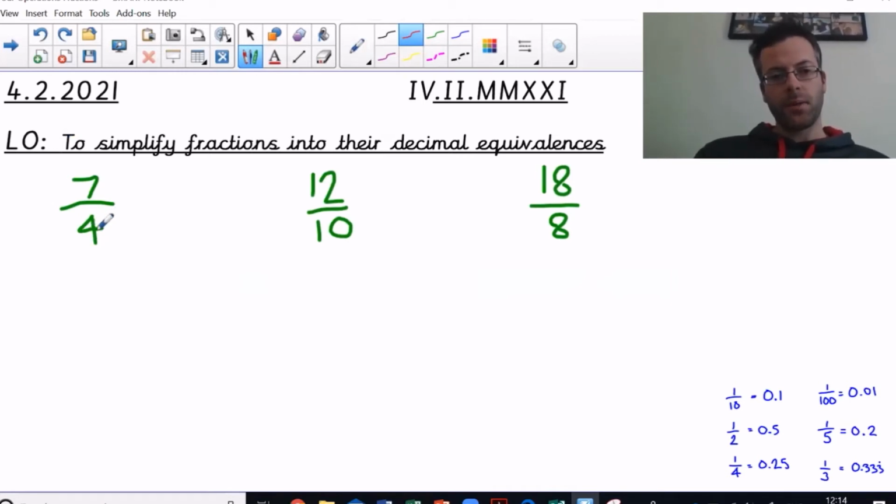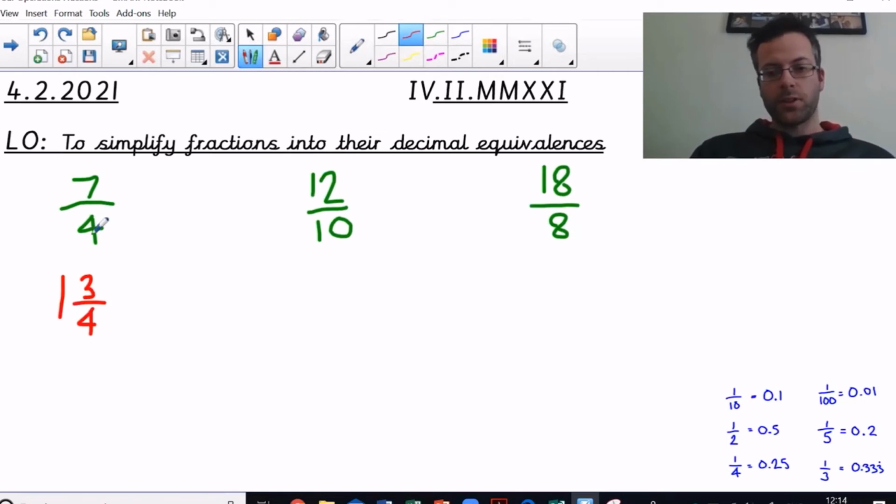So in this first one, how many quarters are there in a whole? Well, it's 4, so I've got 1 and then 3 left over. Because what I've actually done is 7 divided by 4. How many wholes can I make? Well, I can only make 1 because I've got 7 of them. So they use the 4 to make 1, and then I've got 3 left over. And then using this, our whole number stays the same.